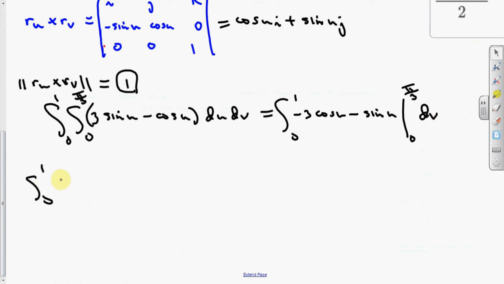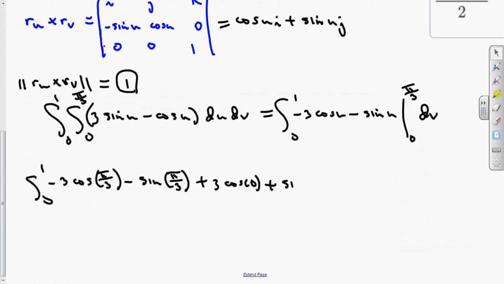This is the integral from 0 to 1 of negative 3 cosine pi over 3 minus sine pi over 3. This becomes minus, this minus is plus 3 times cosine of 0 minus, this minus is plus, sine of 0 dv. Now I need some help because I do not memorize anything.